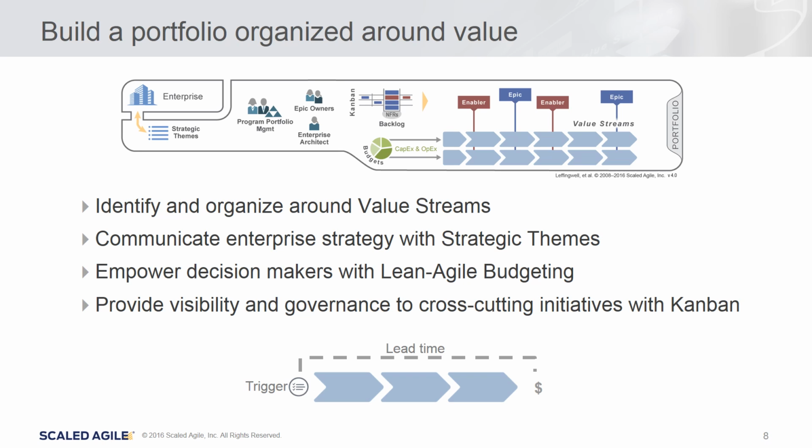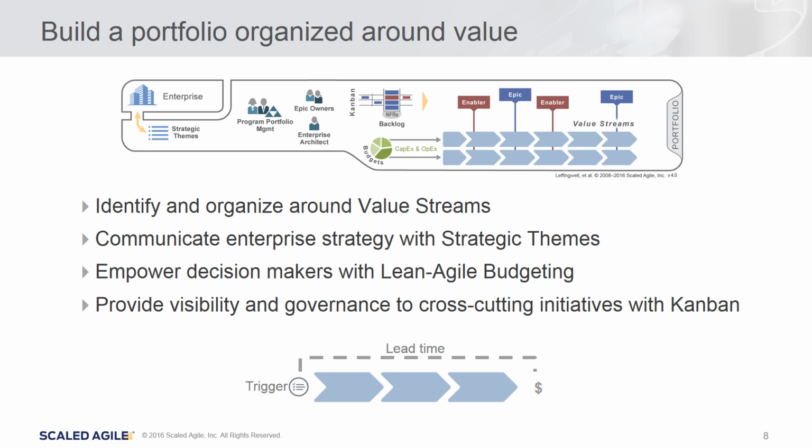We communicate the enterprise strategy with strategic themes, a simple connector that makes sure that we're building what makes sense for the enterprise. We empower decision makers with lean agile budgeting. There's a pretty good article on the site that you might want to read about what's different in lean agile budgeting versus traditional project cost accounting. And we provide visibility and governance to cross-cutting initiatives using Kanban.